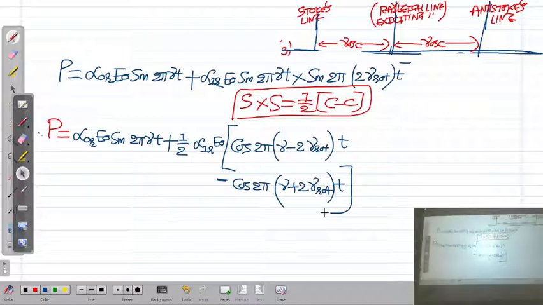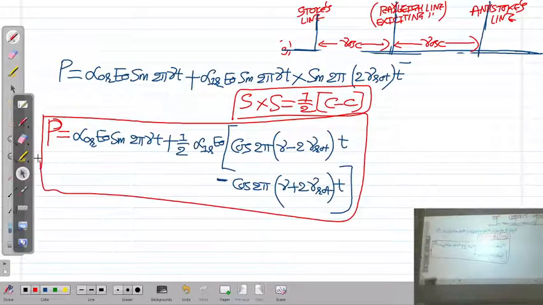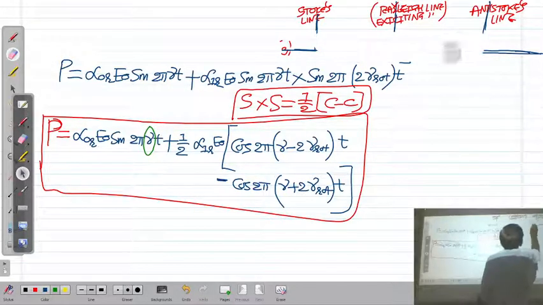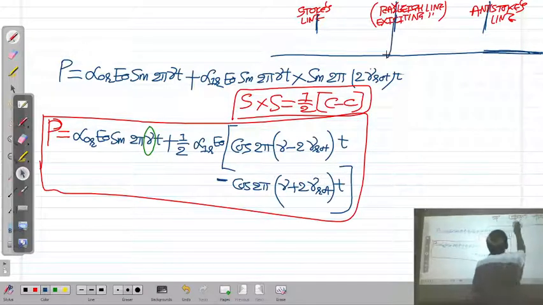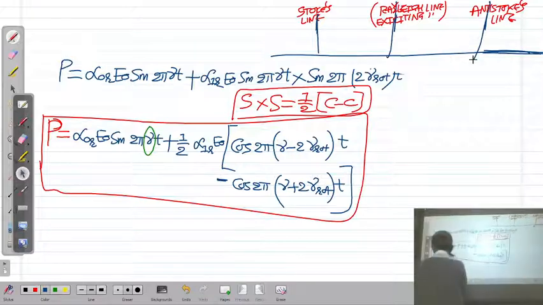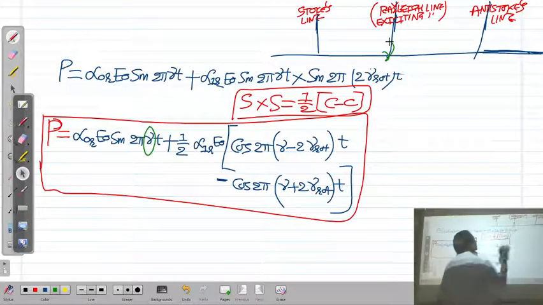This is the final equation of the induced dipole moment in the rotating body according to classical theory. The induced dipole moment in the rotating molecule is given by this equation. Now in this equation you can see there are three frequencies. One frequency is nu. What is nu? Nu is the frequency of the exciting line.